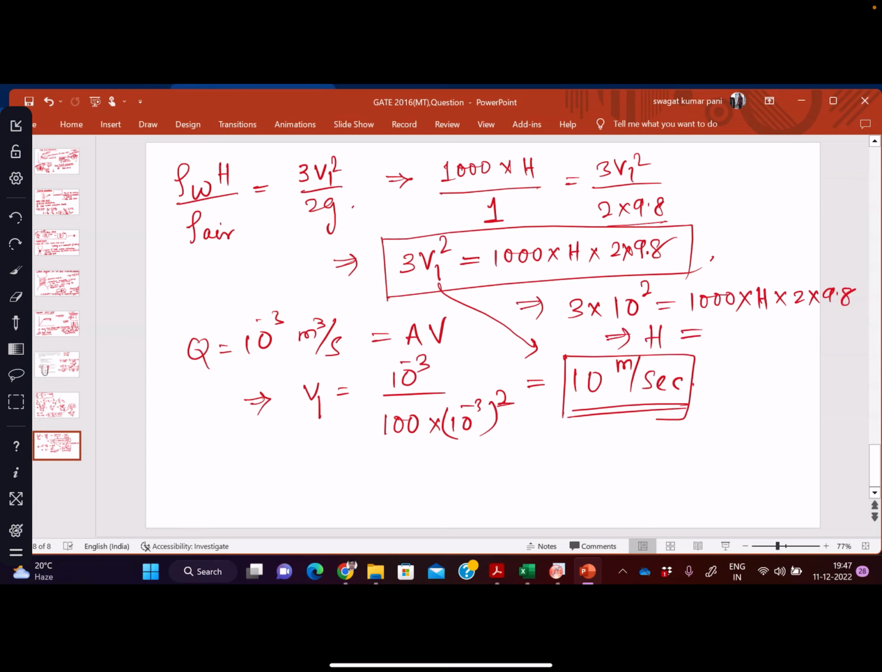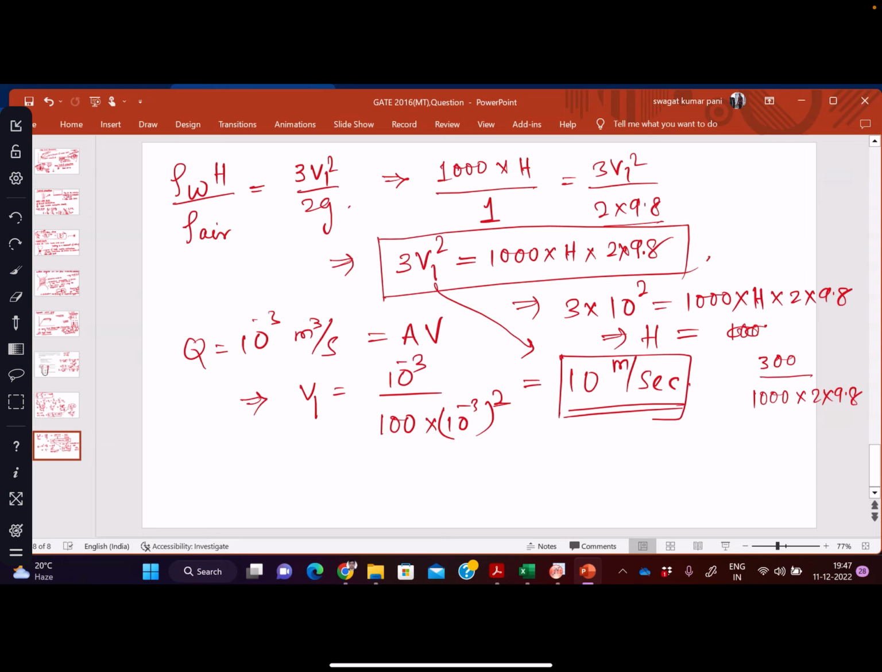From this we can calculate h. Can anyone calculate this? 300 divided by that gives 0.0153 meter, which is 15.3 mm. Okay, so this is the answer, about 15 mm.